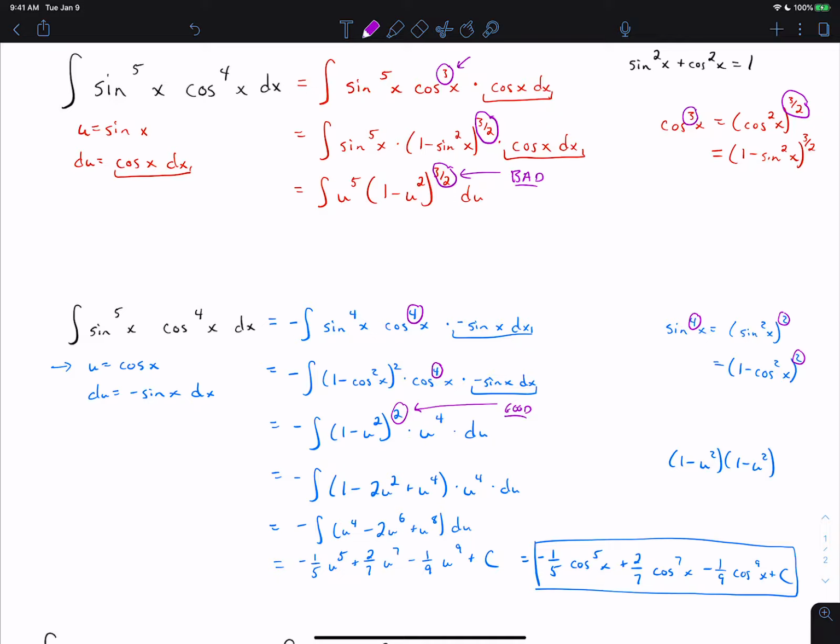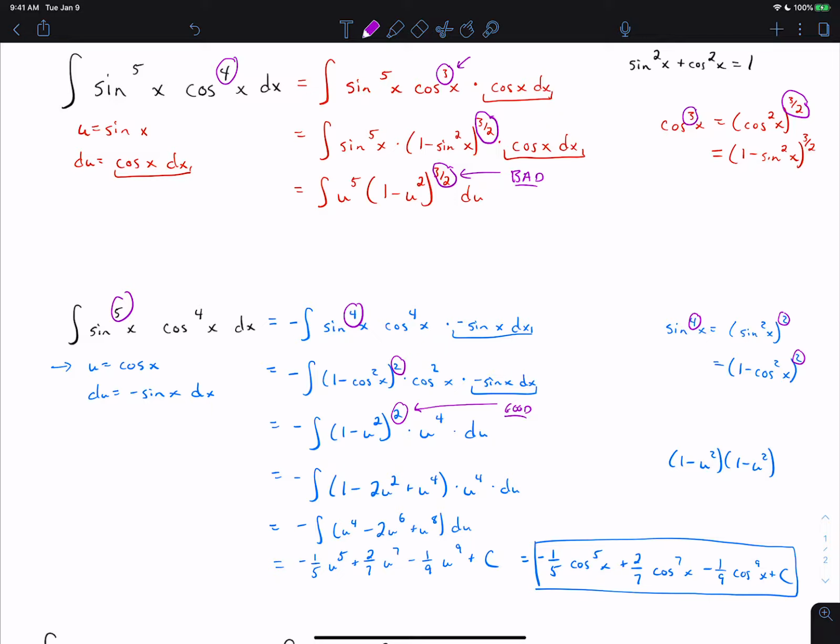The 3 there came from the 4 in the beginning. The 4 here, whoops, sorry, I circled the wrong one down here. So the 4 here didn't matter. It was the 4 on the sine x that mattered because that's the one we rewrote. So this 2 came from this 2, which came from that 4. The reason that was 4 was because that was originally 5, and we split off one of the sine x's.